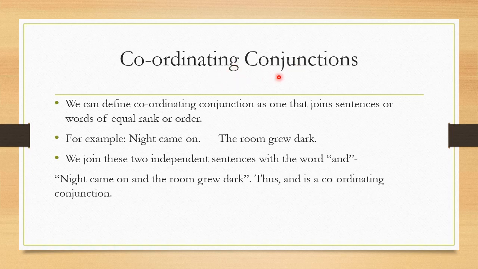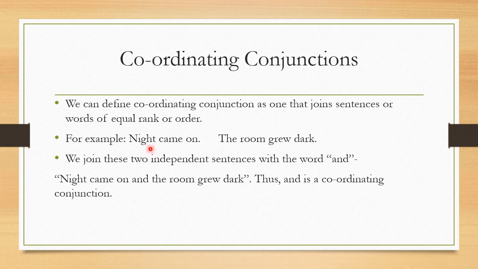Coordinating conjunctions. As I told you, you have to remember the word FANBOYS for coordinating conjunctions, okay? So we can define a coordinating conjunction as one that joins sentences or words of equal rank or order. Equal rank or order means the sentences which are talking about the same thing. For example, night came on. In night, what is there? Darkness is there, isn't it? So night came on, the room grew dark.